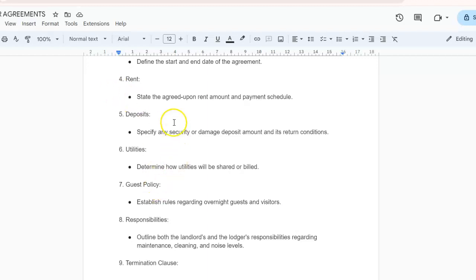Number five, it should also contain a segment for deposits. So here you need to specify the amount and purpose of the security deposit and the conditions under which it will be returned. And if applicable, you need to specify the amount and purpose of the damage deposit and the process of assessing and deducting damages.